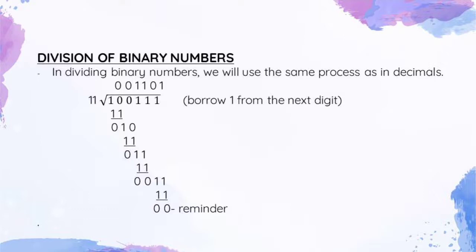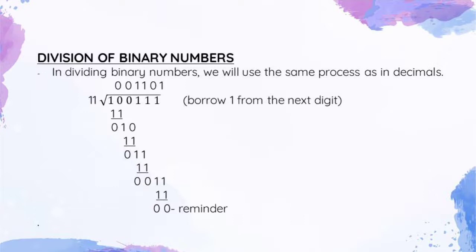So 11 divided by 11 is equal to 1. So 1 times 11 is equal to 11. So next, we will subtract it. 1 minus 1 is equal to 0. 1 minus 1 is equal to 0. So 0 cannot be divided by 11. So we will borrow 2 digits. We will bring down the 2 1s. So it will be 11 divided by 11 is equal to 1. Then 1 times 11 is equal to 11.